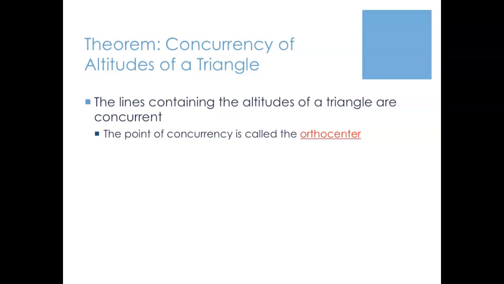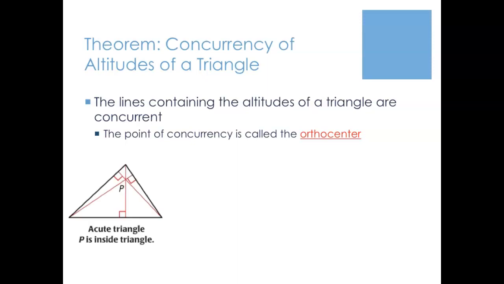Now, if you take a look at these triangles here, this first one, we have an acute triangle, and you can see that the altitudes are all drawn, and you can see they all intersect at point P. Now, point P in this case is going to be inside of the triangle. The orthocenter is inside of the triangle when you have an acute triangle.